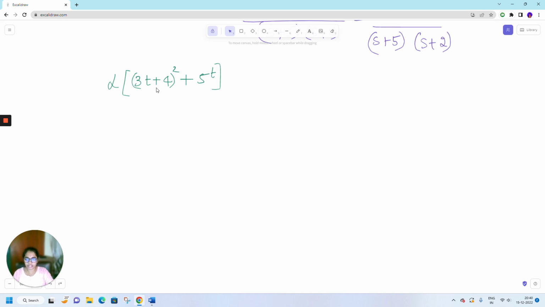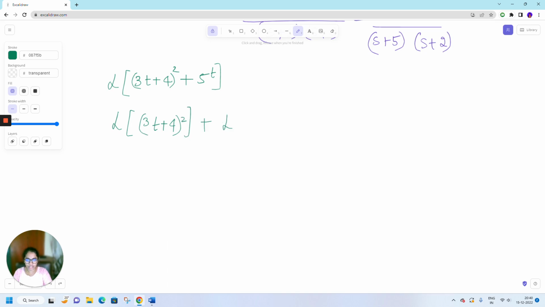How would I simplify the question? Let me apply a plus b whole square to this. Okay, so what would that be? Laplace of, let me apply it only for 3t plus 4 whole square. We have a plus in the middle, right? So let me write it as plus Laplace of 5 to the power t. What is a plus b whole square? It is a square plus 2ab, that is 2 3s are 6, 6 4s are 24t, plus 4 4s are 16.